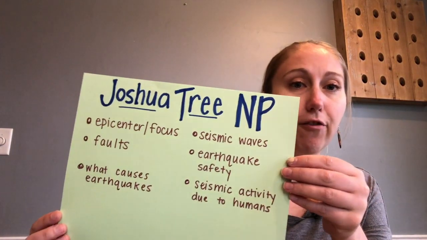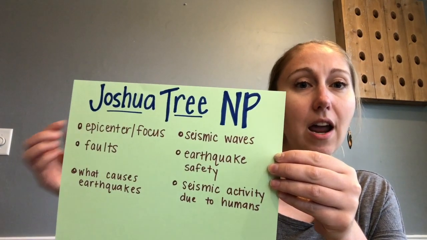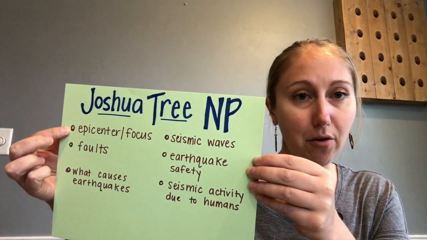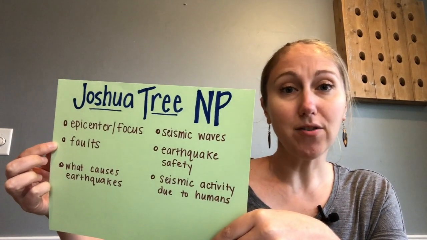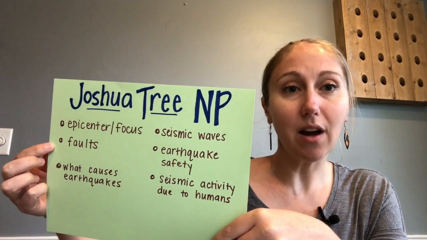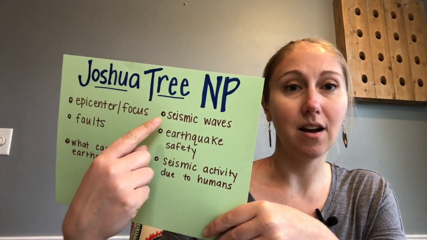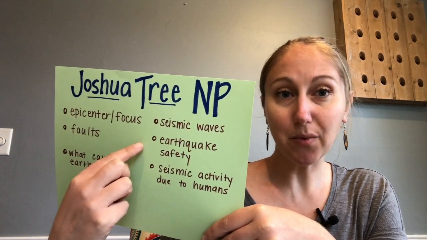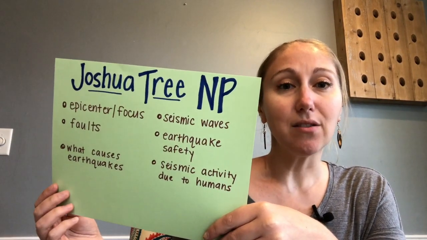So some things that you can look at, think about and investigate about Joshua Tree National Park and related to earthquakes and seismic activity include finding the epicenter and focus of an earthquake, different types of faults, how the earth is moving, how the crust is moving along faults, what's actually causing earthquakes, reviewing different types of seismic waves, earthquake safety, what happens if you get caught in an earthquake, and lastly, seismic activity due to humans.